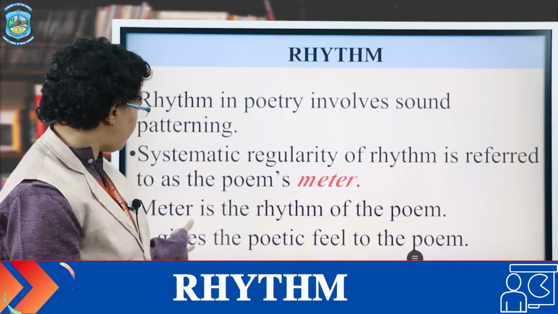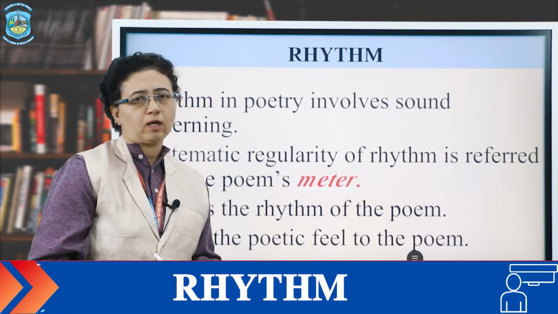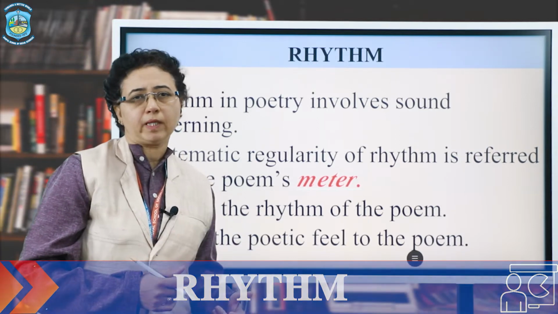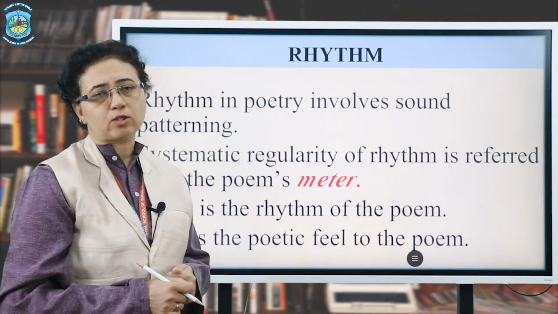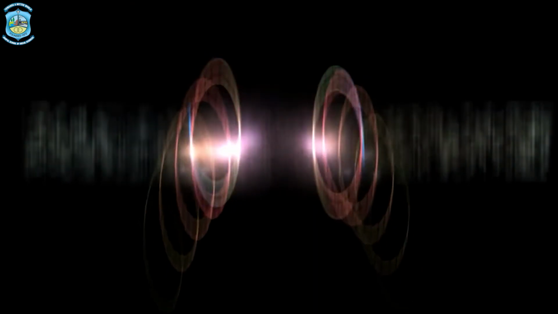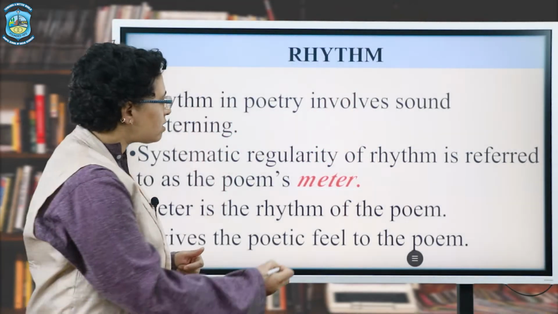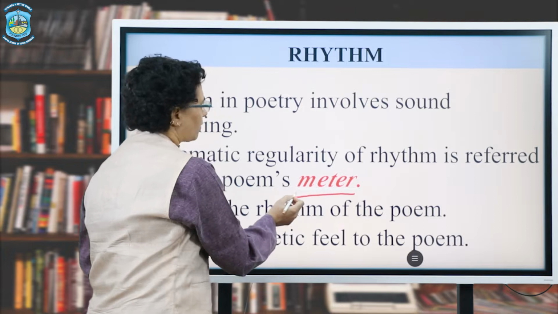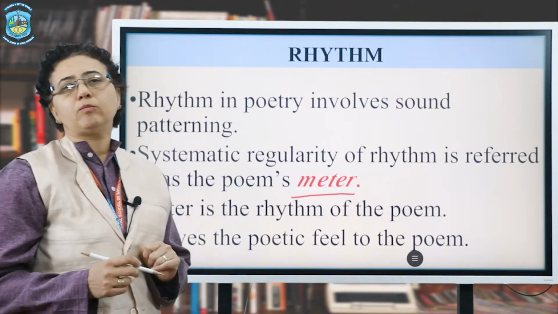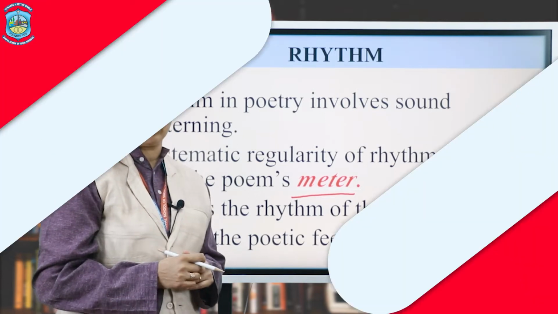Now to some it appears that the poem is meant to be sung. There has to be a rhythm in it. To some extent, yes, it is true. Rhythm in poetry involves sound patterning. Now this sound patterning means systematic falling of the beats at regular intervals of time. This is known as the meter. Now meter is the rhythm of the poem and it gives that poetic feel to any of the poems.